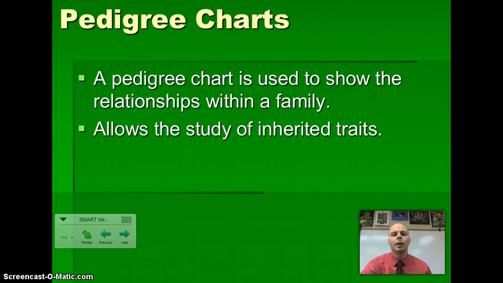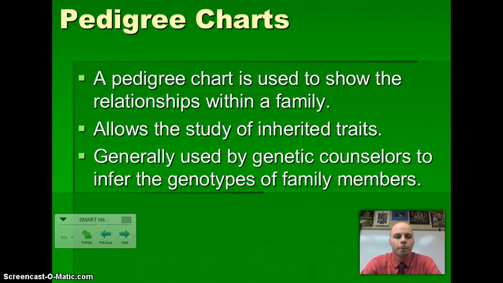So we use this to study inherited traits. We can look at anything from hair color up to disorders like hemophilia, or some other ones that we'll eventually talk about, like PKU.